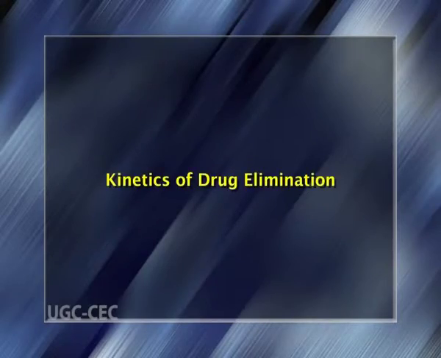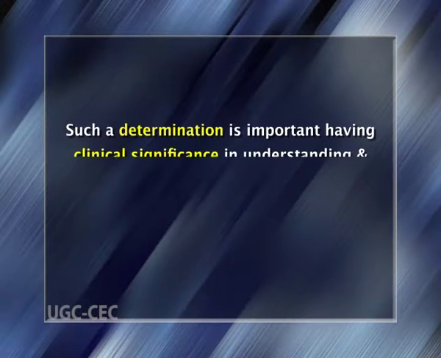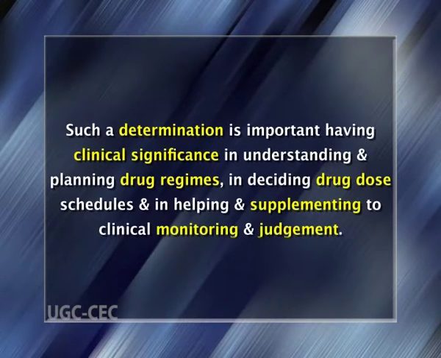Coming to our last objective, that is to study the kinetics of drug elimination. The time course of drug clearance, that is absorption, distribution and elimination, can be determined in mathematical terms. Such a determination is important, having clinical significance in understanding and planning drug regimes, in deciding drug dose schedules, and in supplementing clinical monitoring and judgment.